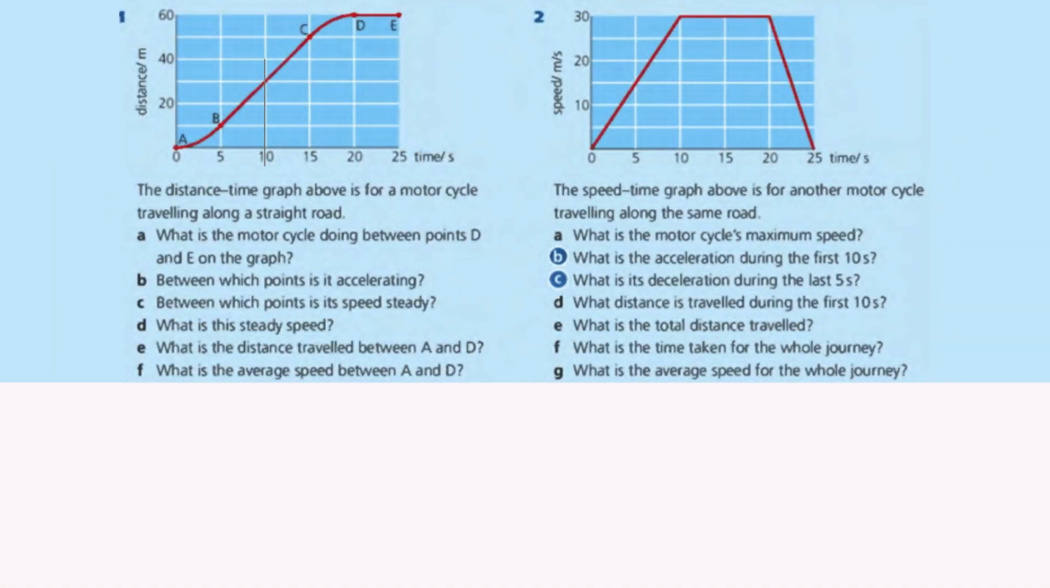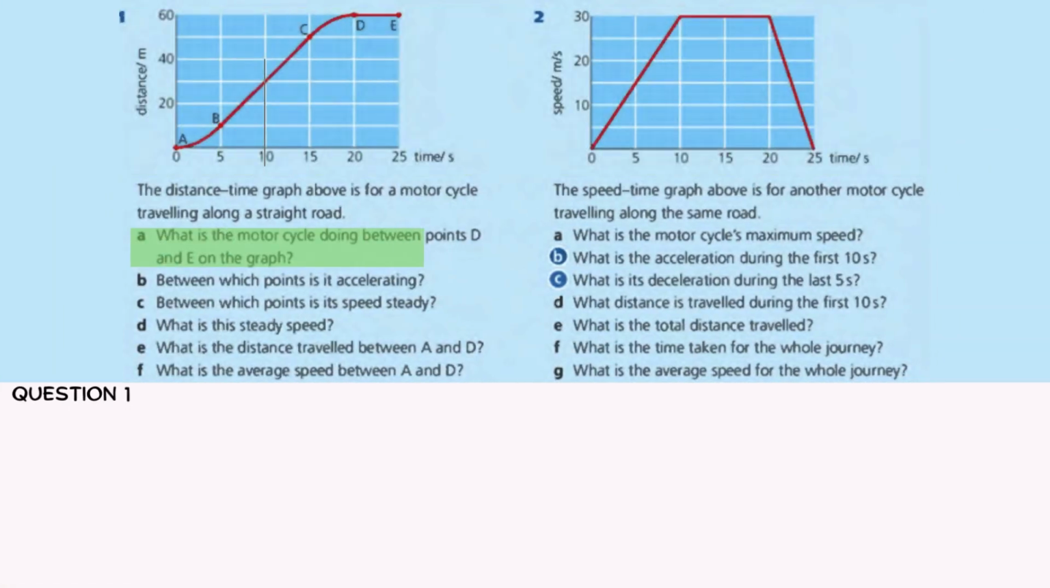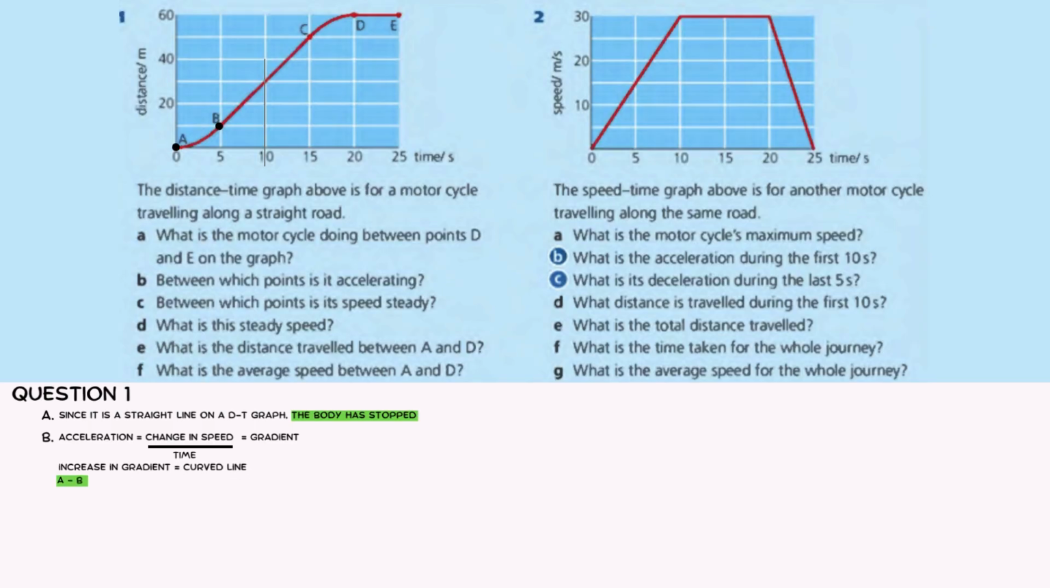Let's say we wanted to solve these two problems. How would we achieve this? For the first graph, question 1 is asking what the body is doing between points D and E. Since it is a straight line on a distance-time graph, it is not moving or has stopped. For part B, we are looking for an acceleration, which in this case would be a changing speed over time. This would be between points A and B.